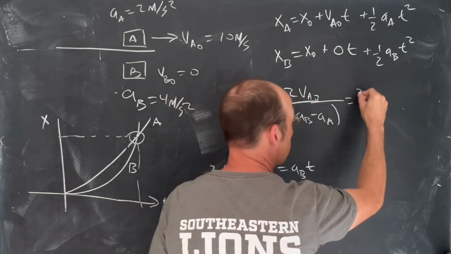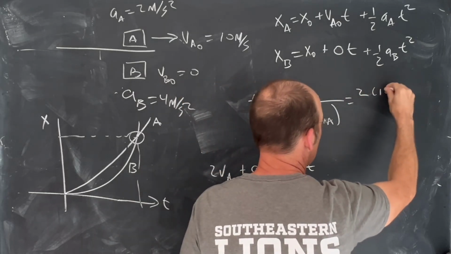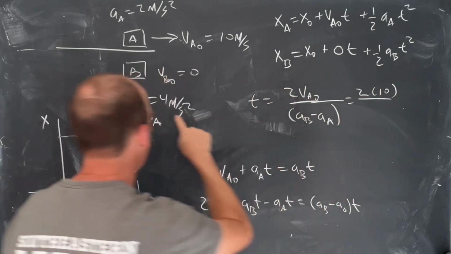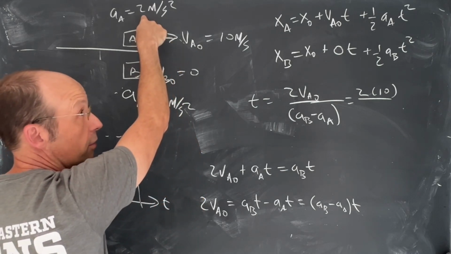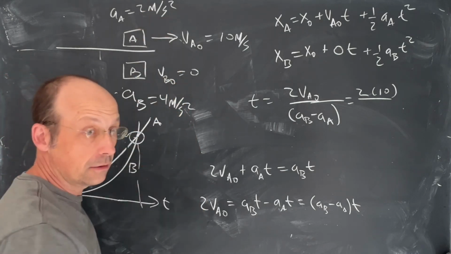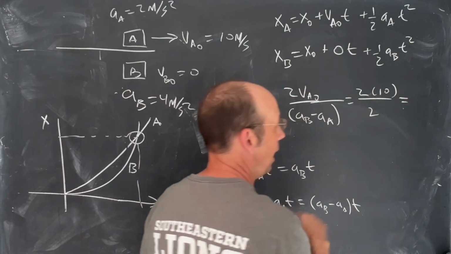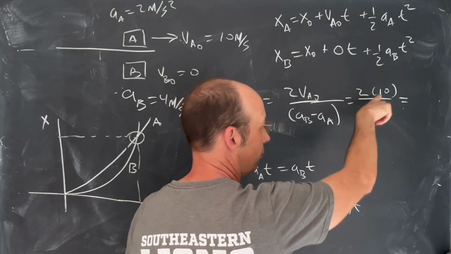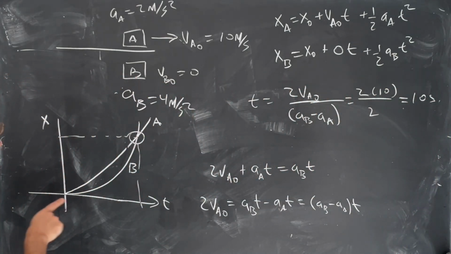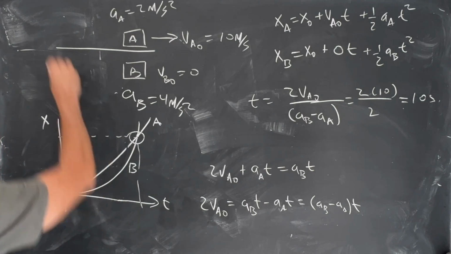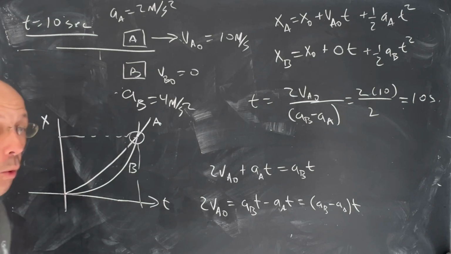I have 2. My initial velocity is 10. Here I have 4 for the acceleration for B, minus 2, the acceleration for A. 4 minus 2 is, you got it, 2. And so now 2 over 2 cancels, I just get 10. So 10 seconds. It takes 10 seconds for the two cars to meet. So let's put that up here. T equals 10 seconds.